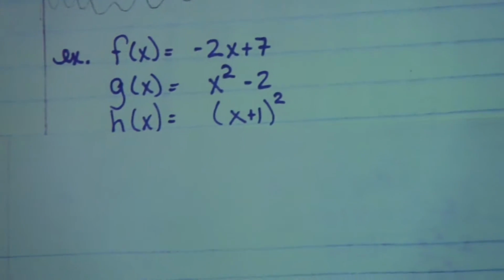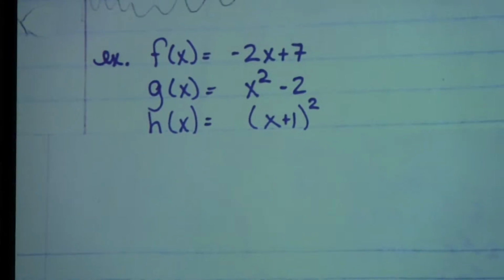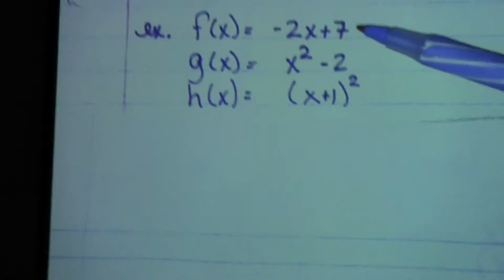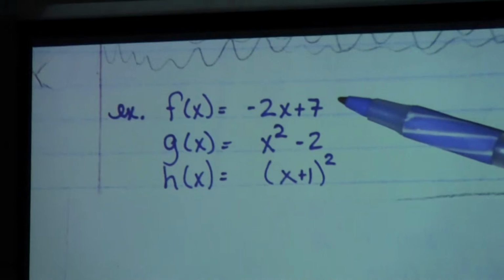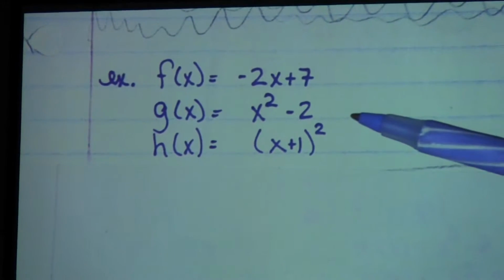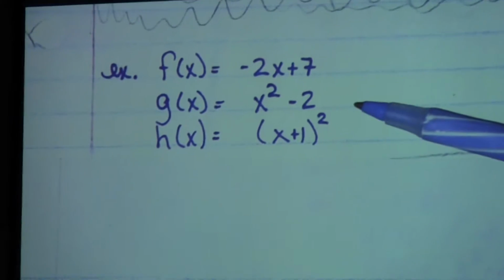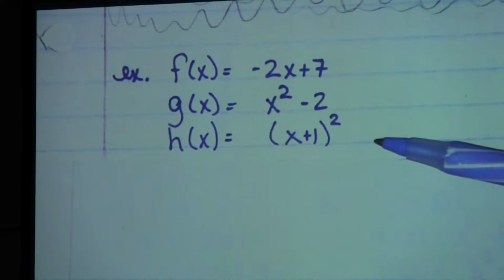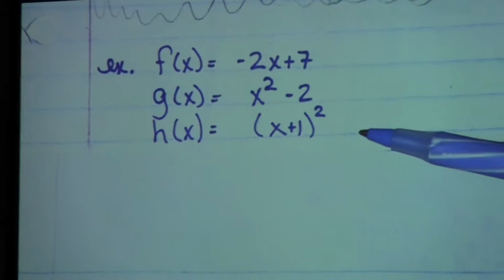So here are 3 equations. Remember I told you there'd be at least 2. Well, this is a good example with 3. And we're going to do a couple different things with it. And this is the one, if you're going to write down notes, I'd say you should write down. So we have f of x equals negative 2x plus 7. We have a second equation, a g of x equation, equals x squared minus 2. And finally, we have an h of x equation, which is (x plus 1) squared.